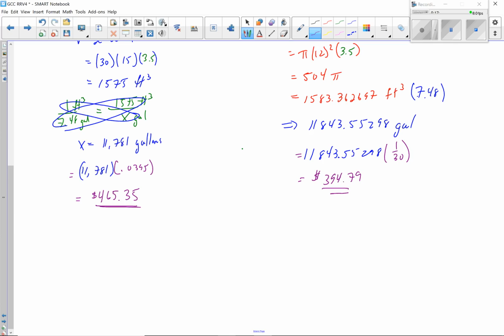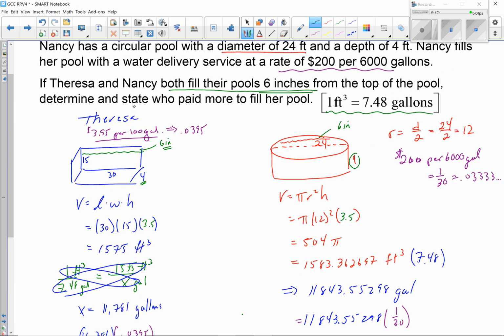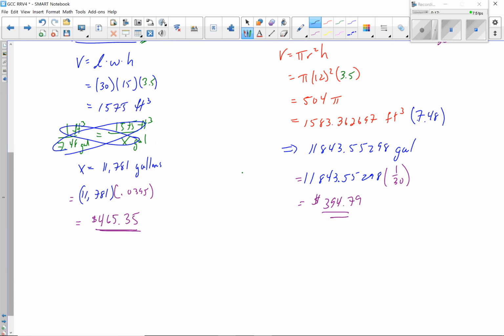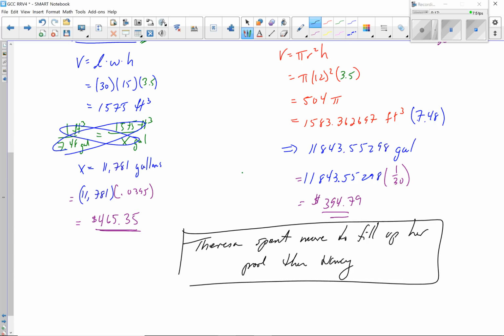So again, make sure you answer the question. The question says, in this case, determine and state who paid more to fill up her pool. So in this case, since Teresa spent more to fill up her pool than Nancy. All right, so that's everything.